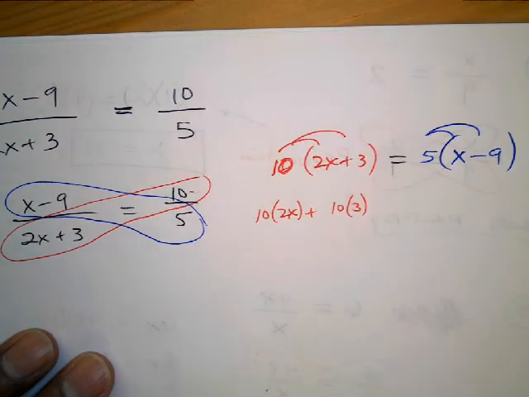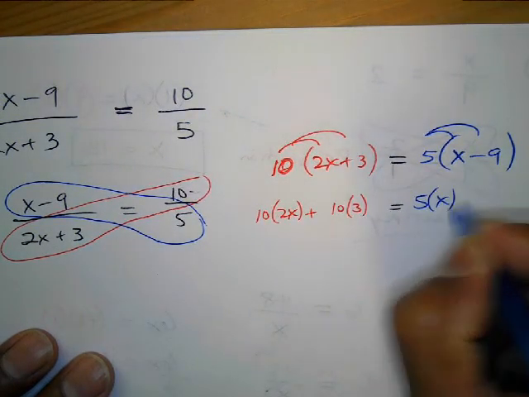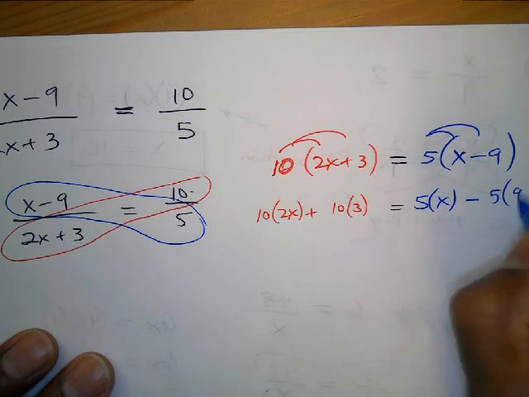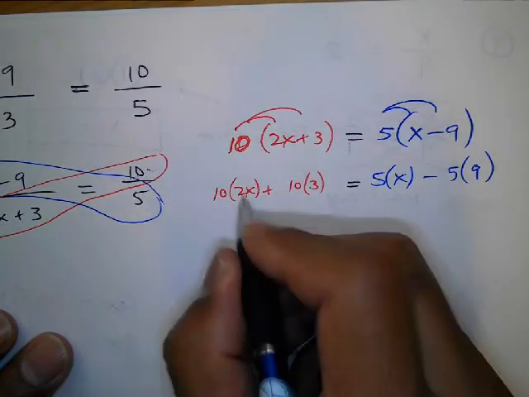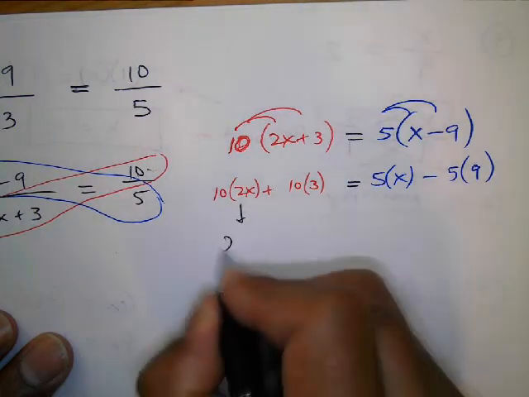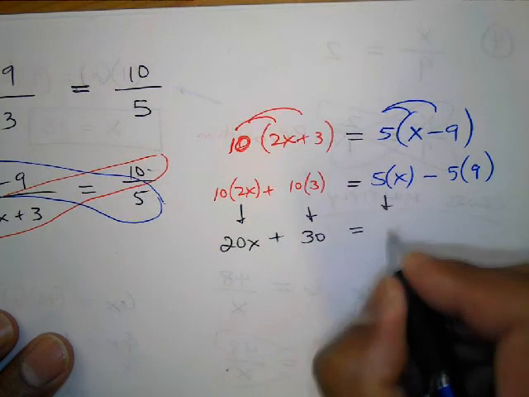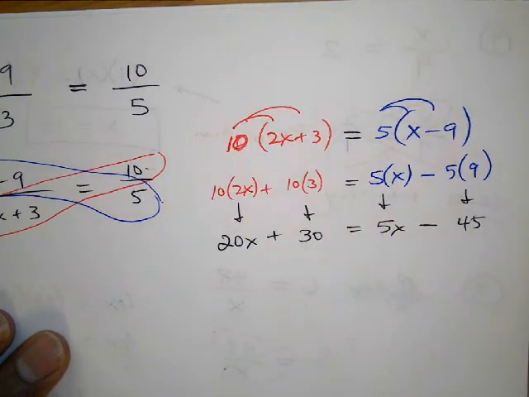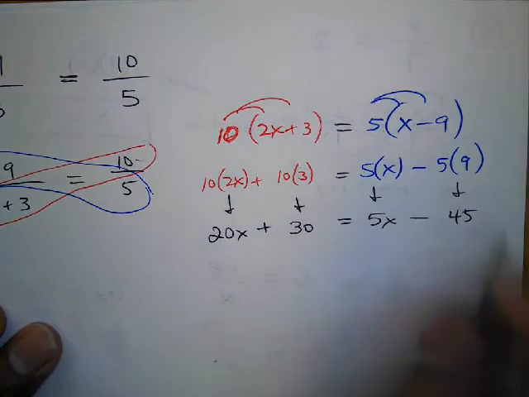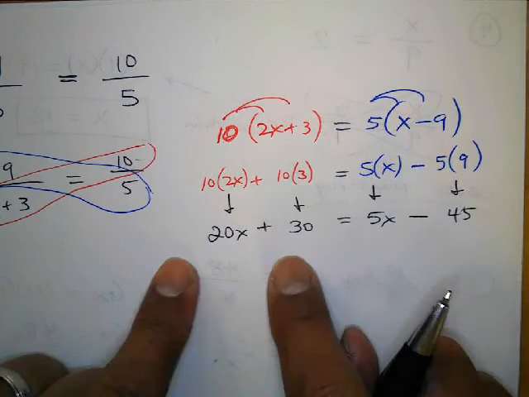Here I have to distribute, and here I also have to distribute. So that's going to be 10 times 2x plus 10 times 3. I know some of you can skip this step. You can probably see this in your head, but I'm showing all the work. That's going to be 5 times the first one, take away 5 times the second one. This way I'm not going to make mistakes. All right, so this is going to be 20x plus 30 equals 5x minus 45.